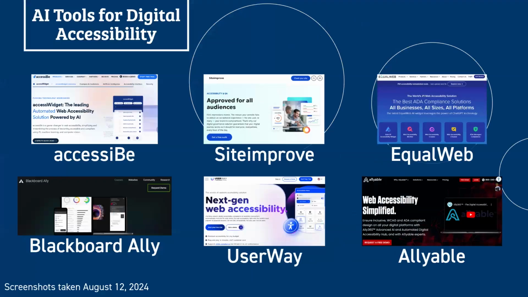So first, I want to cover some really big specific tools that focus on digital accessibility. Accessibility, Site Improve, Equal Web, Blackboard Ally, Userway, and Allyable all do kind of the same thing, but they do small things differently. So what they do is they analyze content and then they adjust content. Site Improve and Blackboard Ally are heavily analytical. Blackboard Ally also has the ability to take a PDF and turn it into an EPUB or an HTML document that would be more accessible to a screen reader, for example.